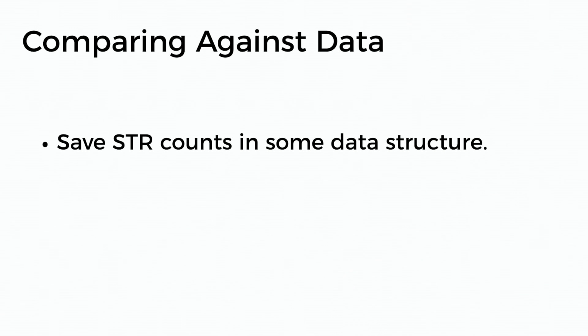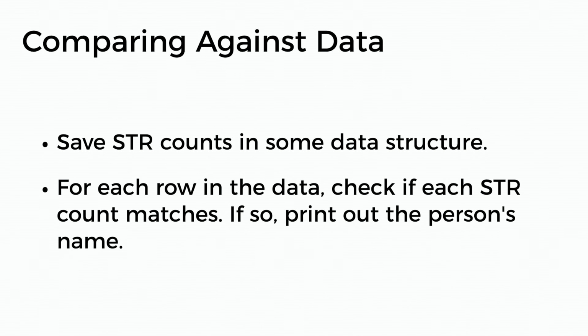Once you've computed all of these STR counts, the last step is to compare it against the data in the CSV file that we've given you. How are you going to do that? Well, you'll want to save the STR counts in some sort of data structure, maybe a list, maybe a dictionary, maybe something else, whatever makes most sense to you. And then for each row in the data, you'll want to check if each of the STR counts matches. And if each of the STR counts matches for a particular person, then the DNA is a match, and you should print out that person's name. Otherwise, you should just print out no match.